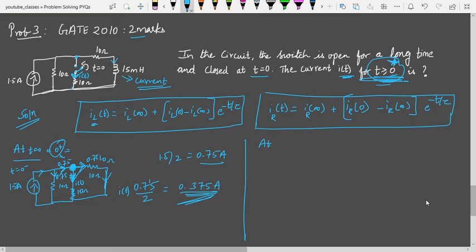Okay, now at t equal to infinity, the final condition. Closed for a long time, the inductor is again going to act as a short circuit, because even when the switch is closed, the inductor's part is not disturbed. After a long time its current is flowing through it, so the circuit will look like this. Again we need to find I of t, the current in this place.